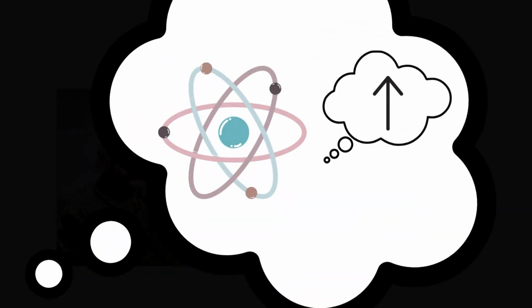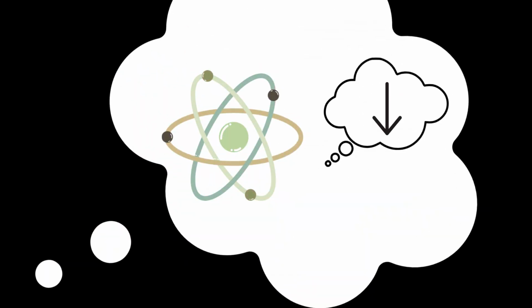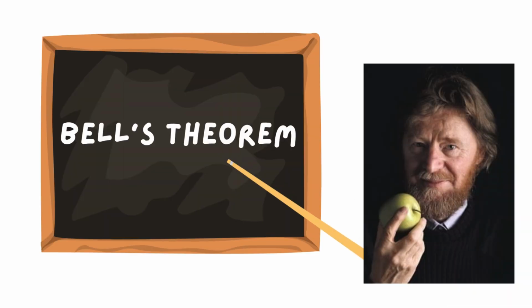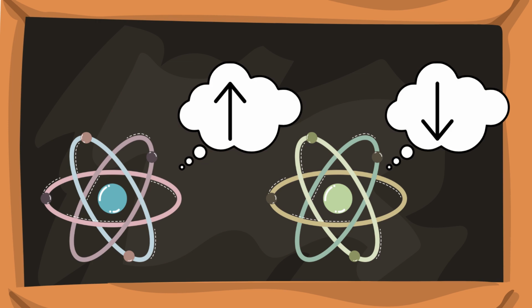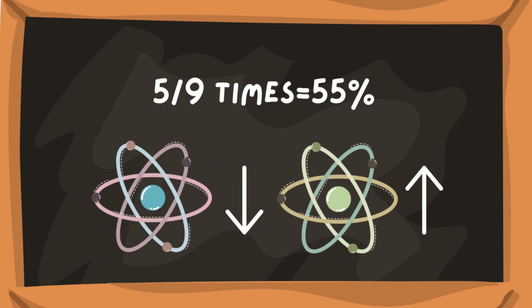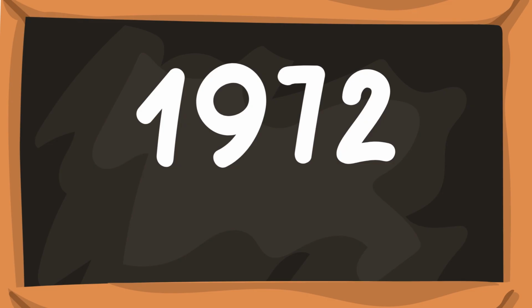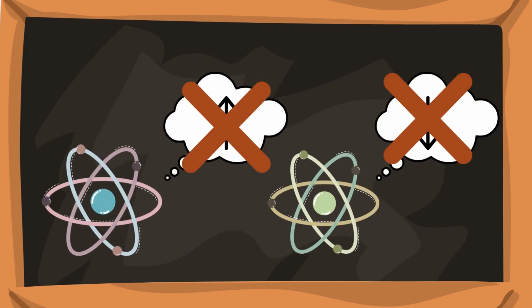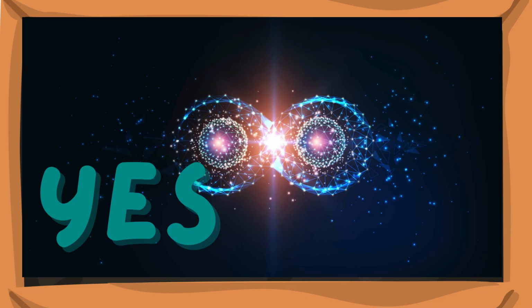Einstein thought that particles had hidden variables that predetermined their outcomes. However, this is where physicist John Bell challenged that. Bell devised Bell's theorem, which showed that if particles had hidden instructions, their spin would be different at least 5 out of 9 times. But experiments in 1972 proved that they were only different half the time, ruling out hidden variables and confirming entanglement is real.